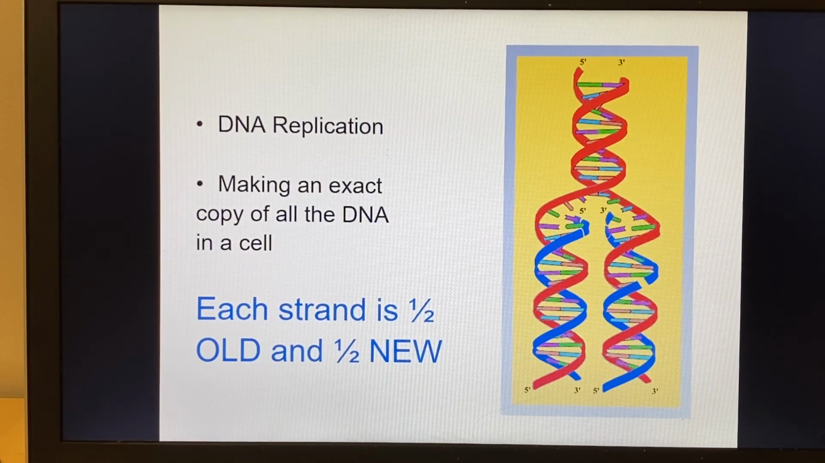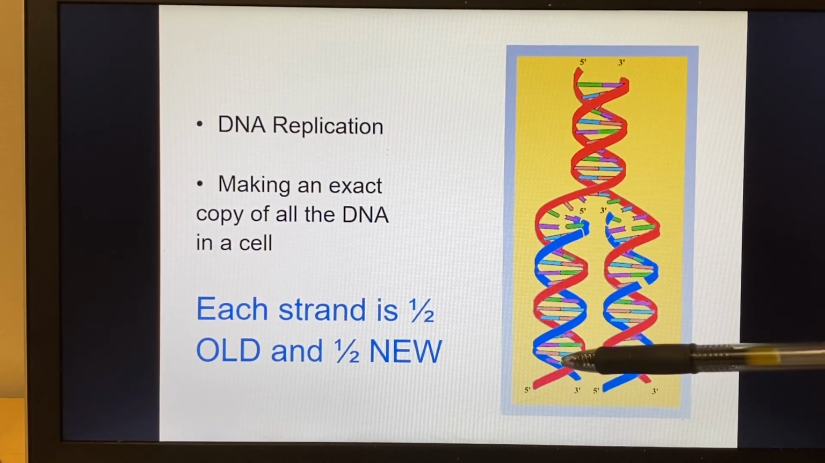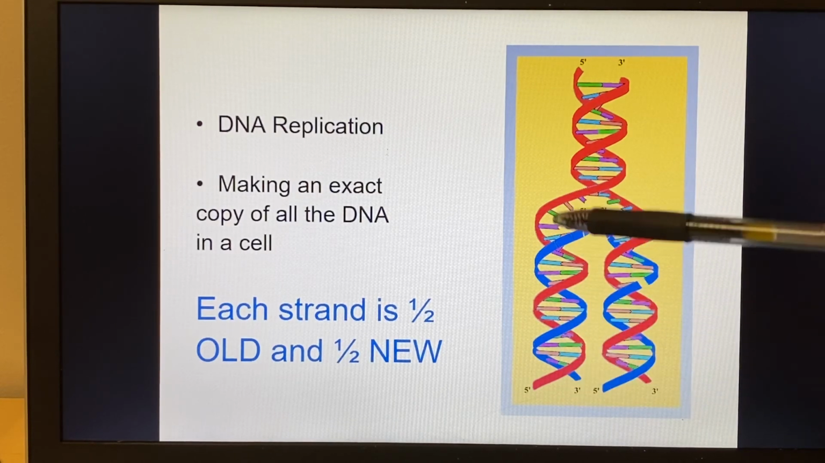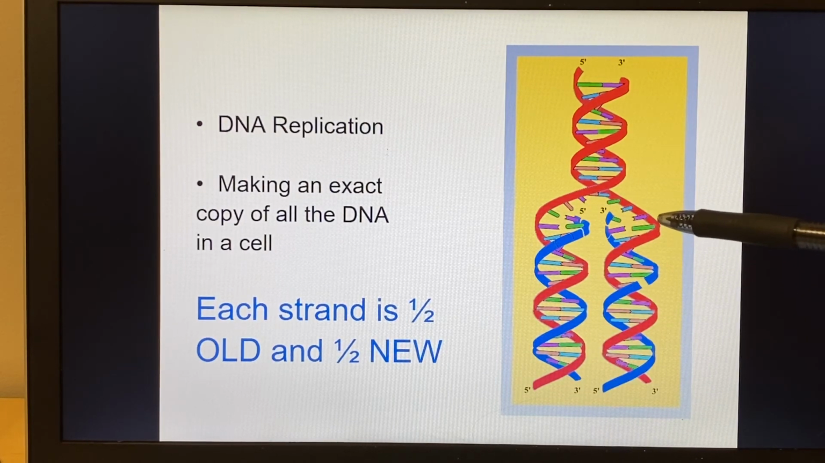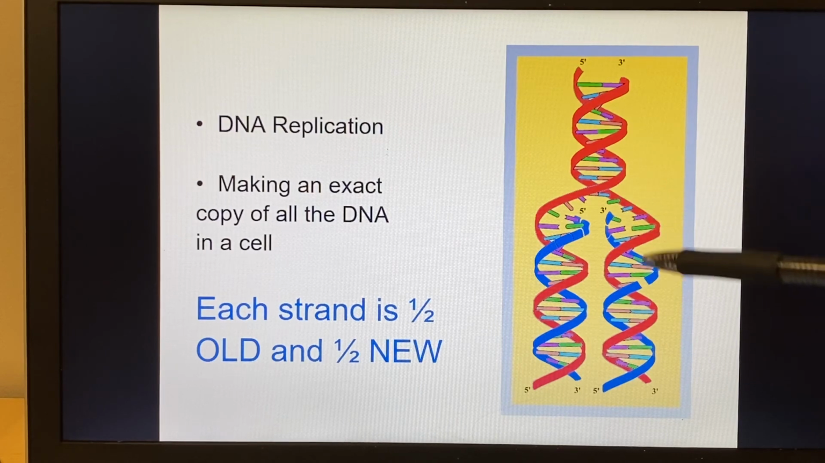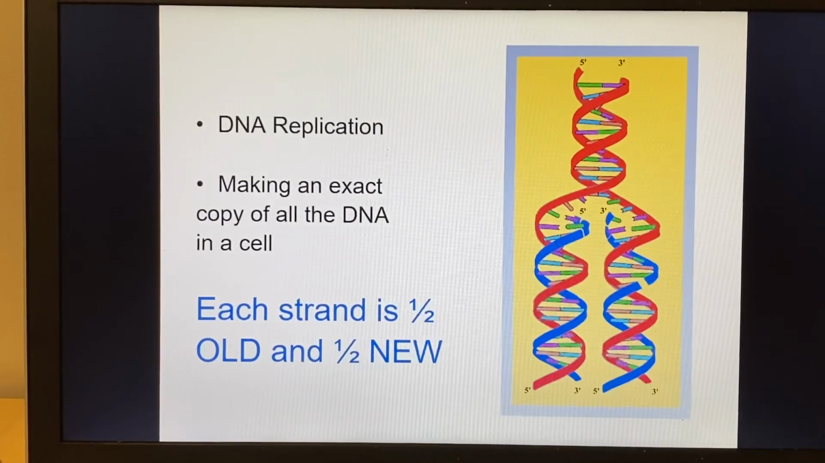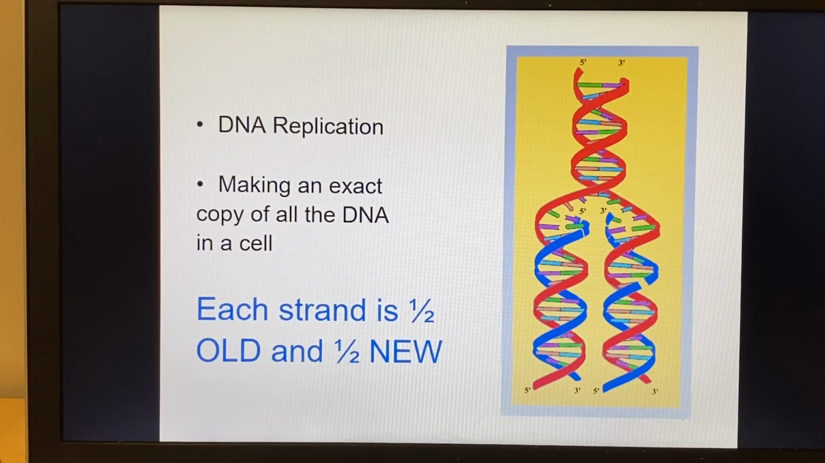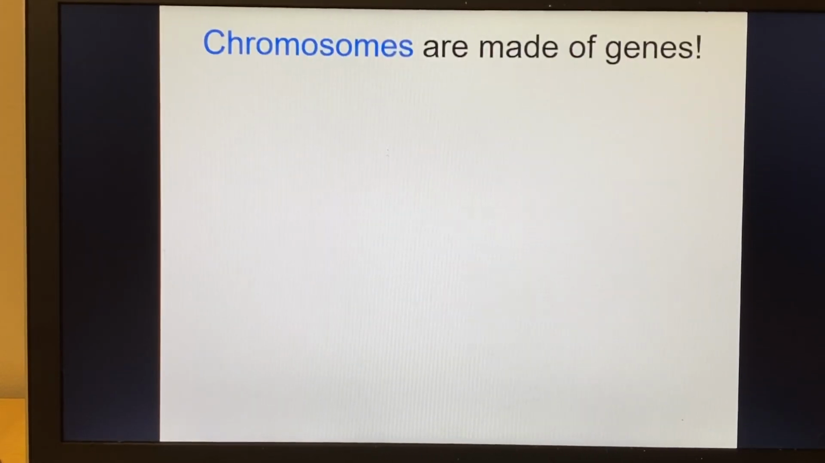So it looks like a really easy process, but I'm actually going to upload an animation that shows you how it's a little more complicated, because one of the strands can be copied kind of straightforwardly, and then the other one has to actually be unwound and then copied backwards. It's really weird. But I just want to show you in the animation what the process actually looks like. Okay, but that is the goal of DNA replication.